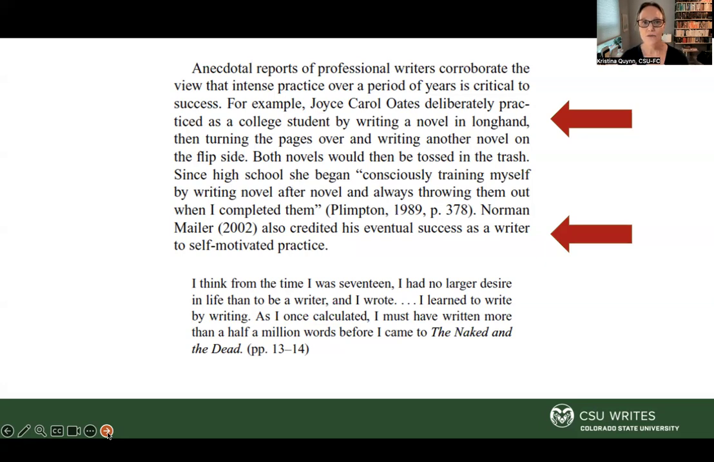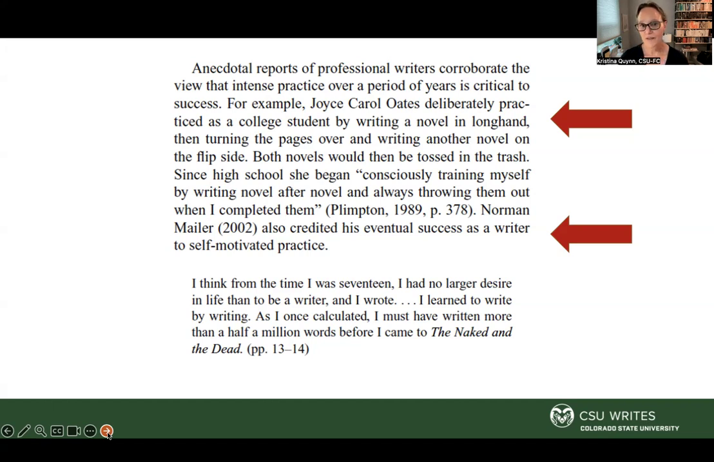And so they take it to professional writers and say what it is that professional writers have done. All right, so anecdotal reports of professional writers corroborate the view that intense practice over periods of years is critical to success. For example, Joyce Carol Oates deliberately practiced as a college student by writing a novel in longhand, then turning the pages over and writing another novel on the flip side. Both novels would then be tossed in the trash. Since high school, she began consciously training herself by writing a novel after novel and always throwing them out when she completed them.